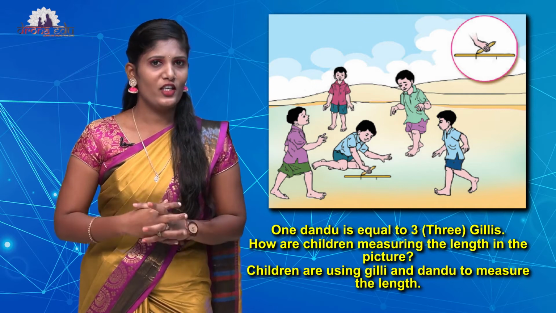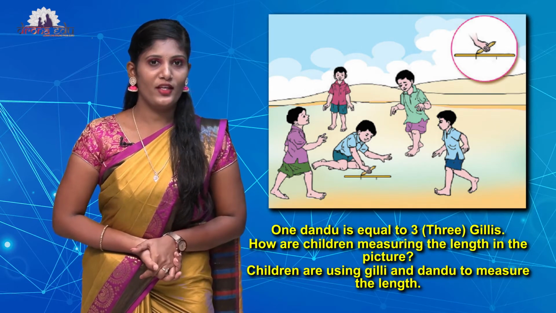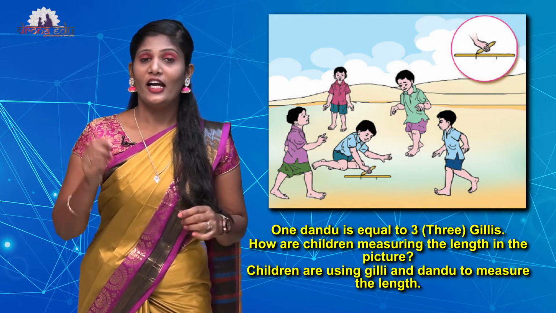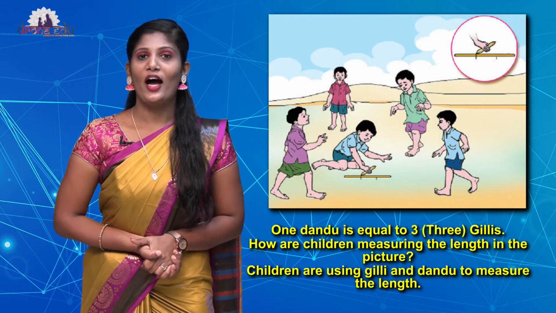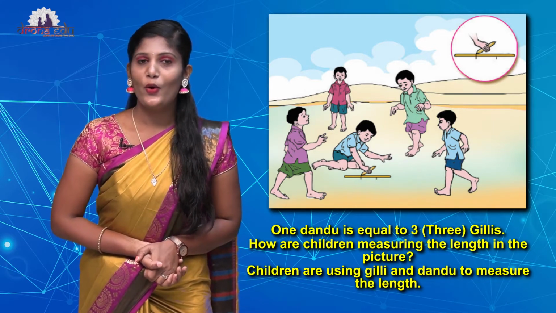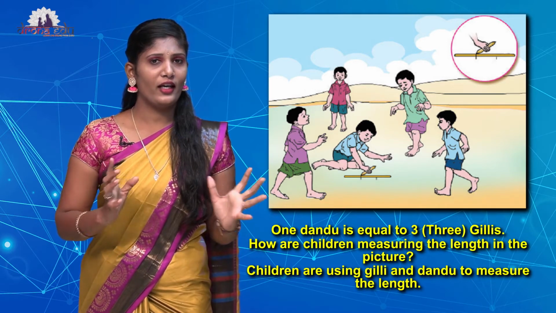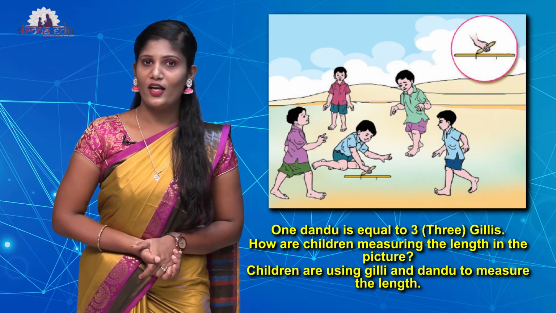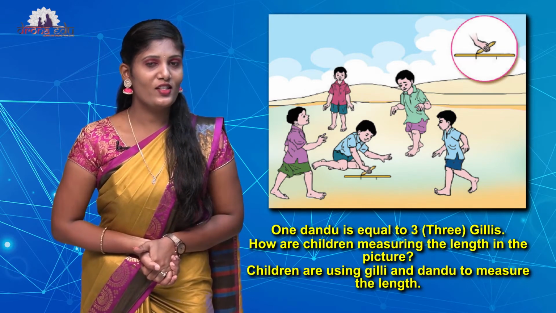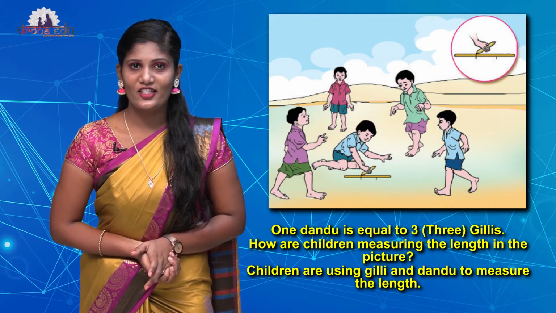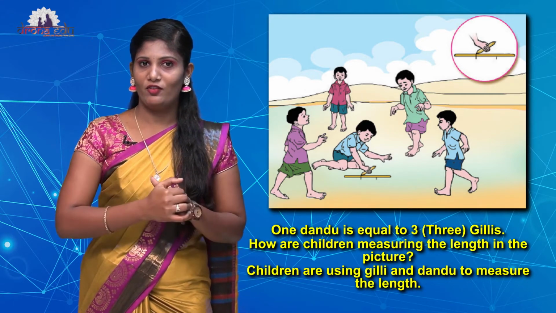Yes. Now tell me, how are children measuring the length in the picture? Children are using gilli and dandu to measure the length. So are you observing this picture? Very good then. So now to measure a long length, they use dandu, and to measure a small length, they use gilli, right children? Yes. So now let's go to the next activity.